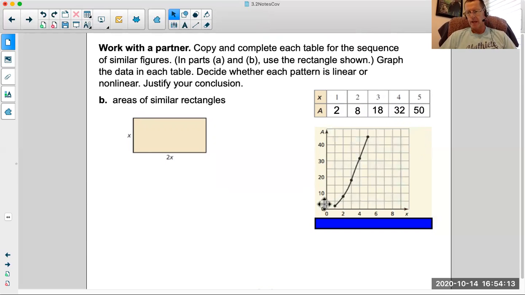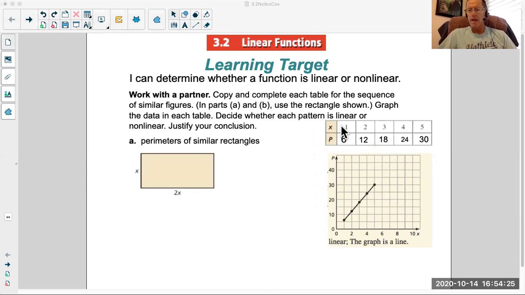Hopefully you realized that it's not a line. So would it be a linear or nonlinear function? Nonlinear. Now I want you to notice something else. Let's go back here. Do you notice how every time X increases by 1, P increases by 6? 1 to 2 is a jump of 1, 6 to 12 is a jump of 6. 2 to 3 is a jump of 1, 12 to 18 is a jump of 6, and so on and so forth.